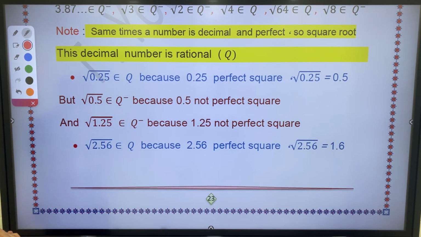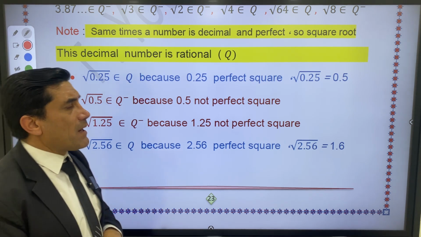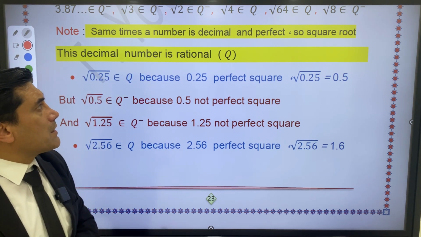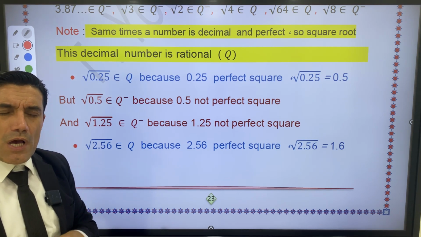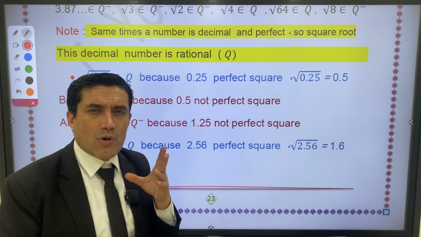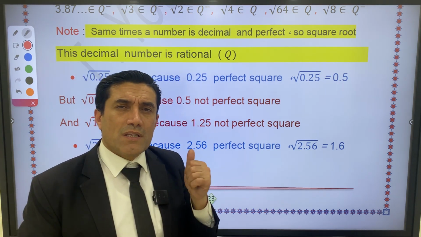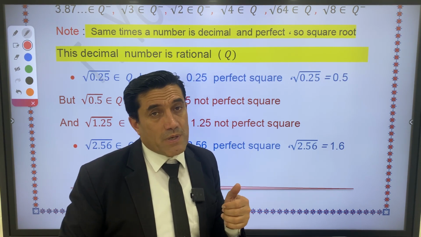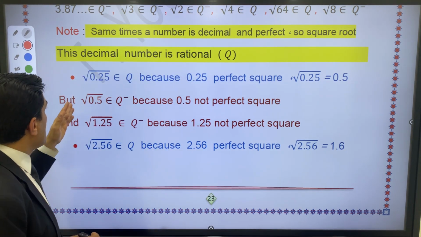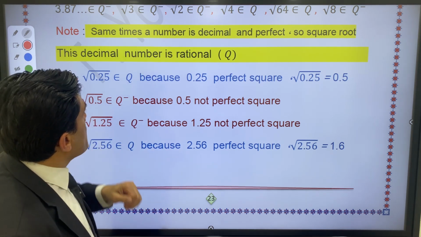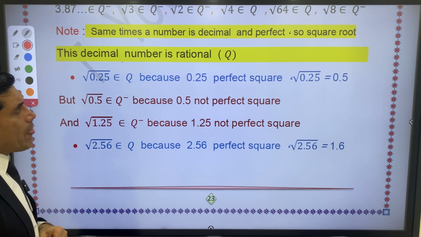Next note, sometimes a number is decimal. Sometimes a number is decimal and perfect. Maybe you say, teacher, I know about perfect numbers, just 0, 1, 4, but now you said a decimal number is perfect. Yes, sometimes it's perfect. For example, it's just for information. Sometimes I said a number is decimal and perfect.